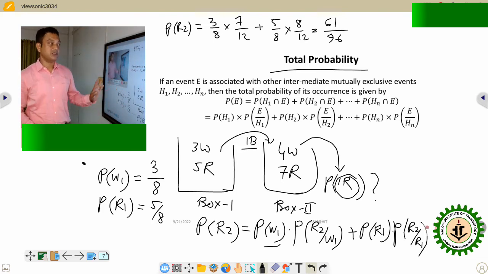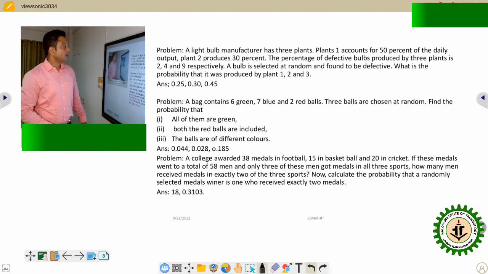This is what is happening here. So here are 2 exercises we have. Let me solve one of them at least. Problem first one.